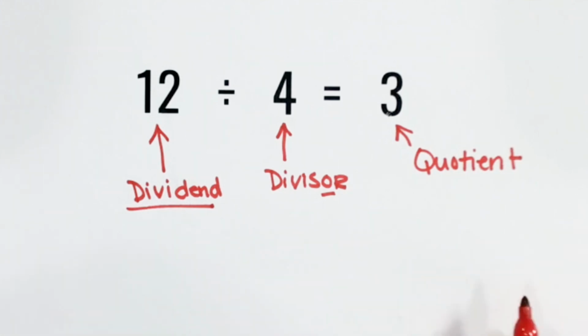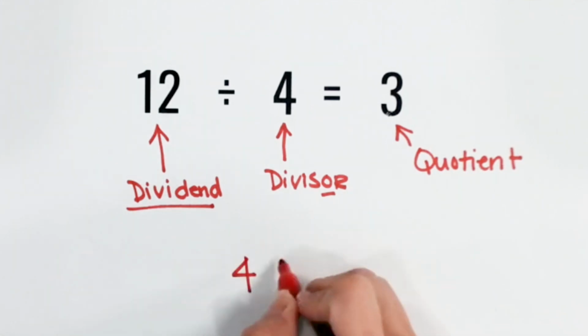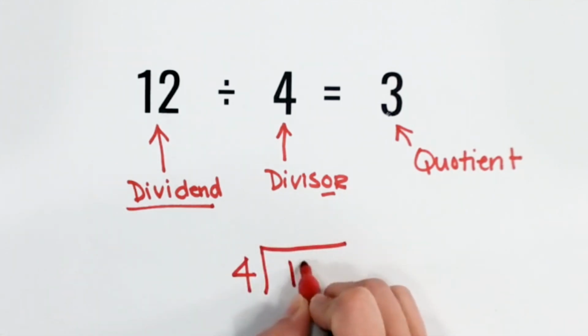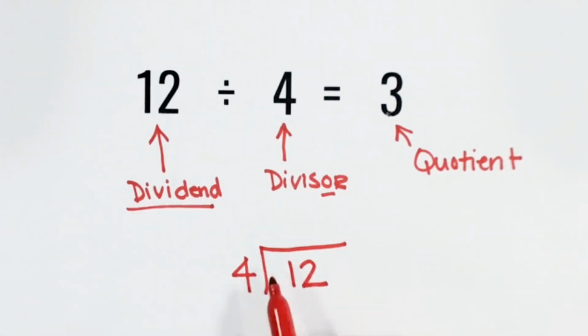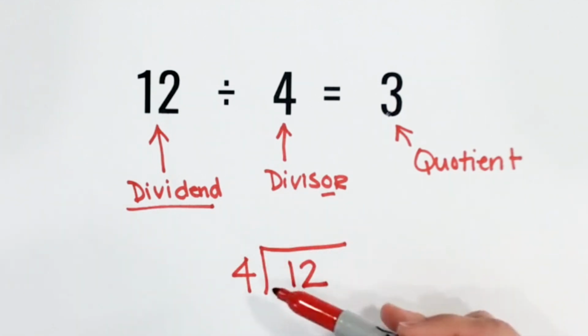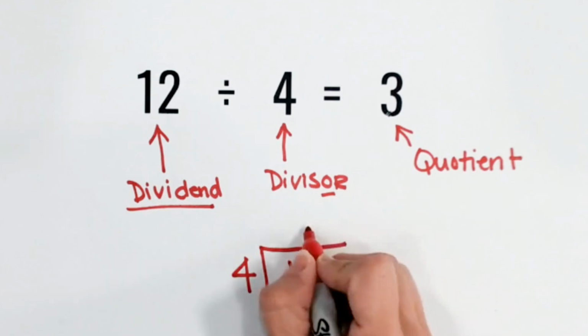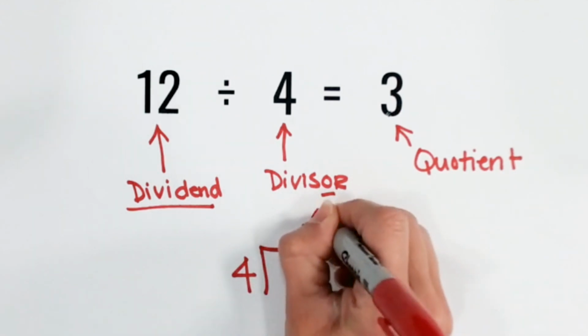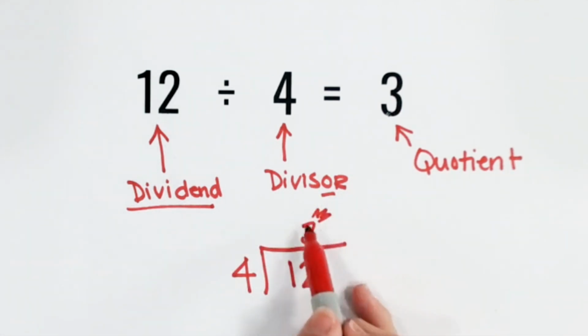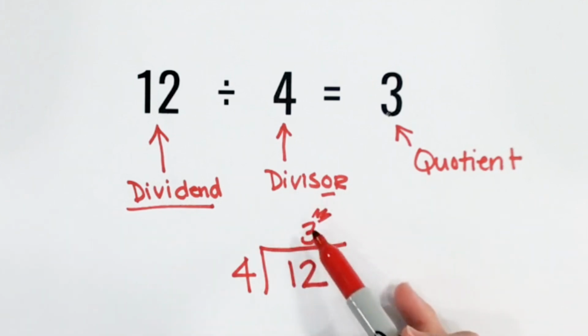Now they might also see it looking like this: 4, and then we have our house with a 12 inside. And they want to say 4 divided by 12, but really it's 12 divided by 4. And when you have a problem that's shaped like this, you always put your quotient on top. And I tell the kids the quotient is the queen and gets to sit on top of the throne. So that's how we remember where to put the answer.